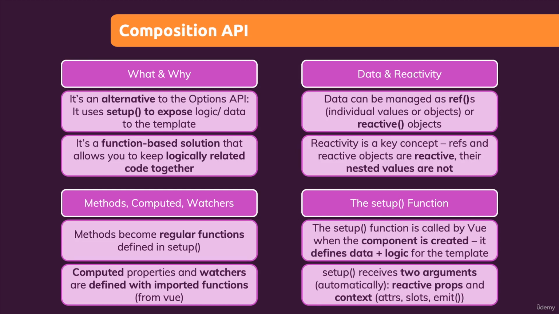And setup itself also receives two arguments which are passed in automatically by Vue when it calls setup for you. And that is the reactive props object with all the props you're getting for this component, and this context object with the fall-through props, those attributes, with slot data, and with this emit function, which you can use for emitting a custom event.